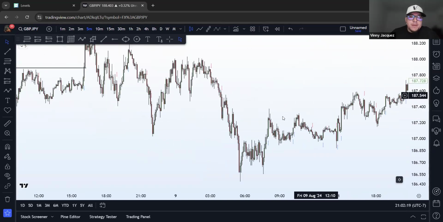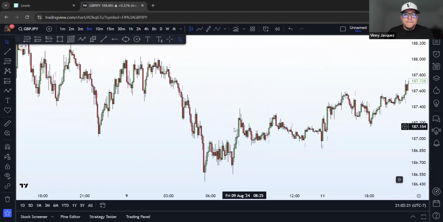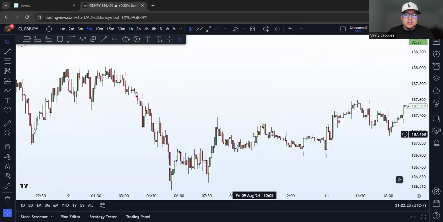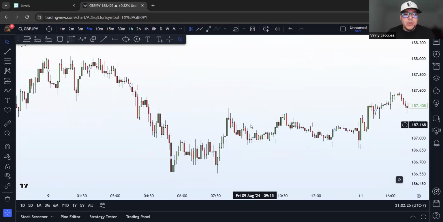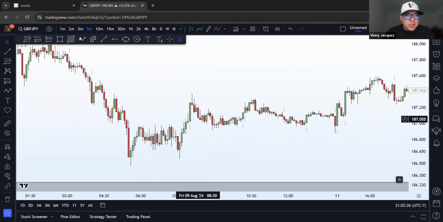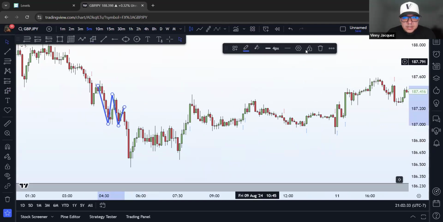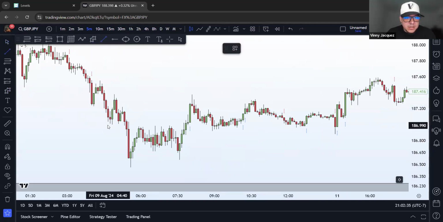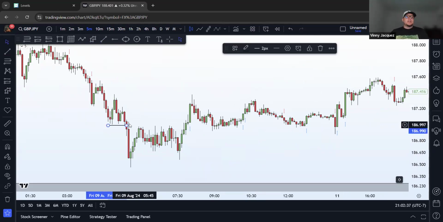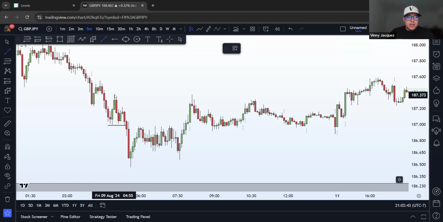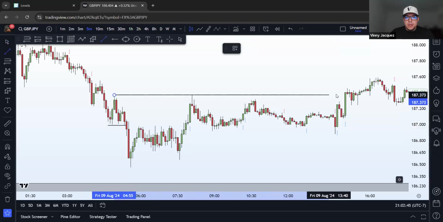Let's see. We're on the 5 minute now. That's just because we're running low on time and I want to show you guys some examples. So look at this, guys. We have support. Would this be considered consolidation right here? Would you guys consider this a little bit of consolidation in this area? Yes, for sure. So my change of character line should be right here.